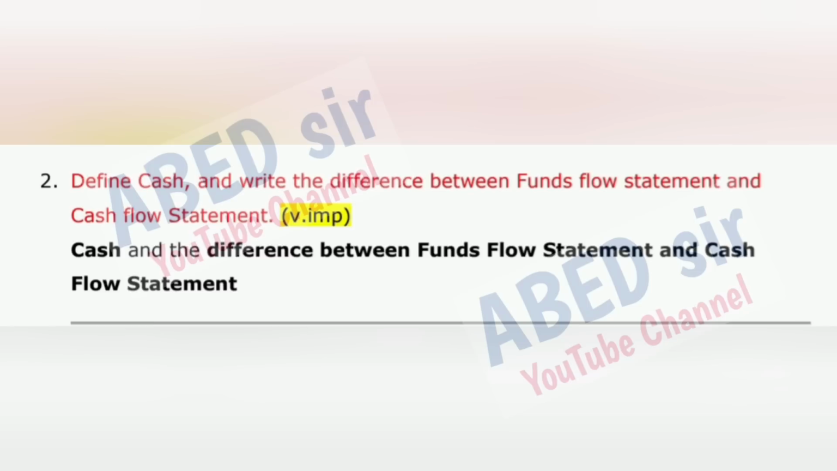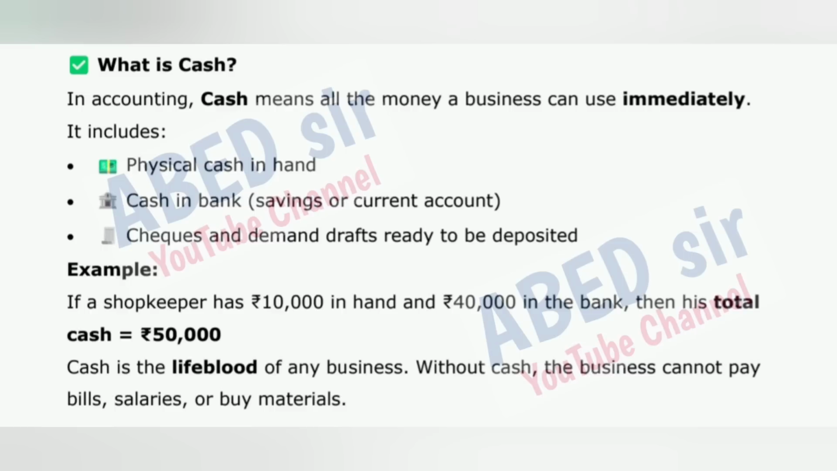Cash, and the difference between funds flow statement and cash flow statement. What is cash? In accounting, cash means all the money a business can use immediately. It includes physical cash in hand, cash in bank, savings or current account, checks and demand drafts ready to be deposited. Example: if a shopkeeper has 10,000 rupees in hand and 40,000 rupees in the bank, then his total cash is equal to 50,000 rupees.